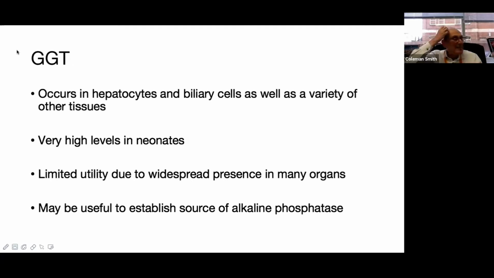One of the uses that we occasionally will put to it: if we have an alkaline phosphatase and the fractionation of the alkaline phosphatase is a little equivocal, we can actually look at GGTP. And if the GGTP is high associated with the alkaline phosphatase, we can sort of infer that possibly, most likely, the alkaline phosphatase is liver in origin. Not used very much.